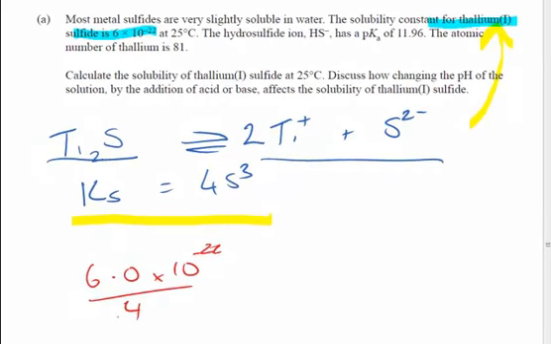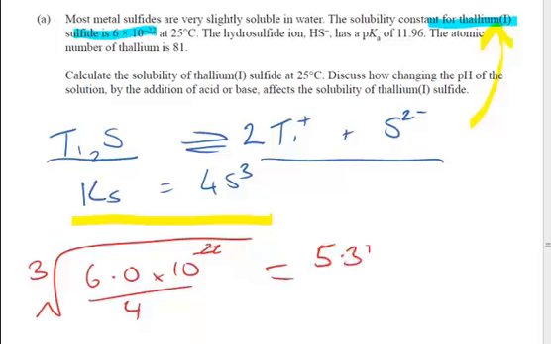and divide that by 4 and take the cube root of that, and that should give 5.31 times 10 to the negative 10 moles per litre. Oh, negative 8, sorry. And so we've worked out the solubility.